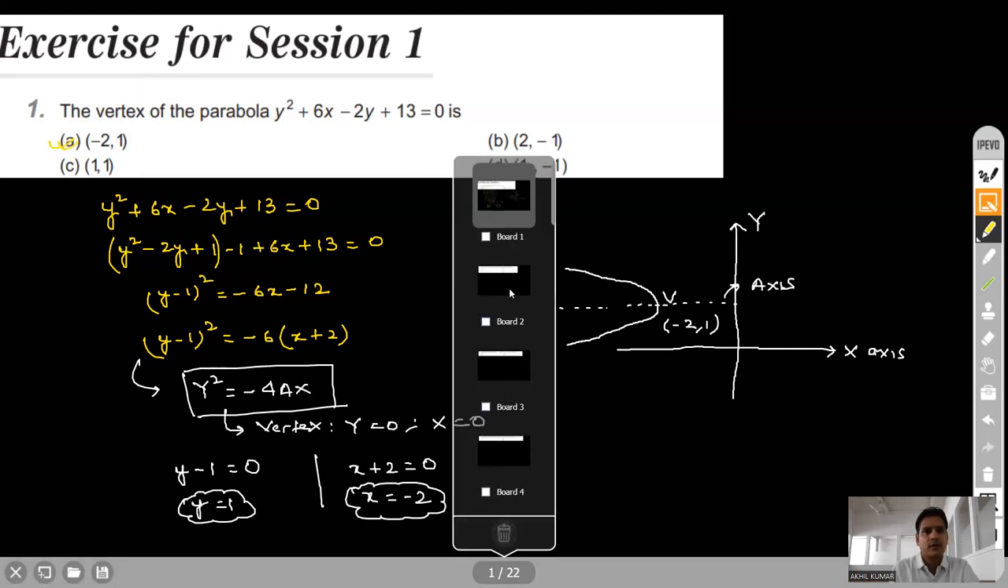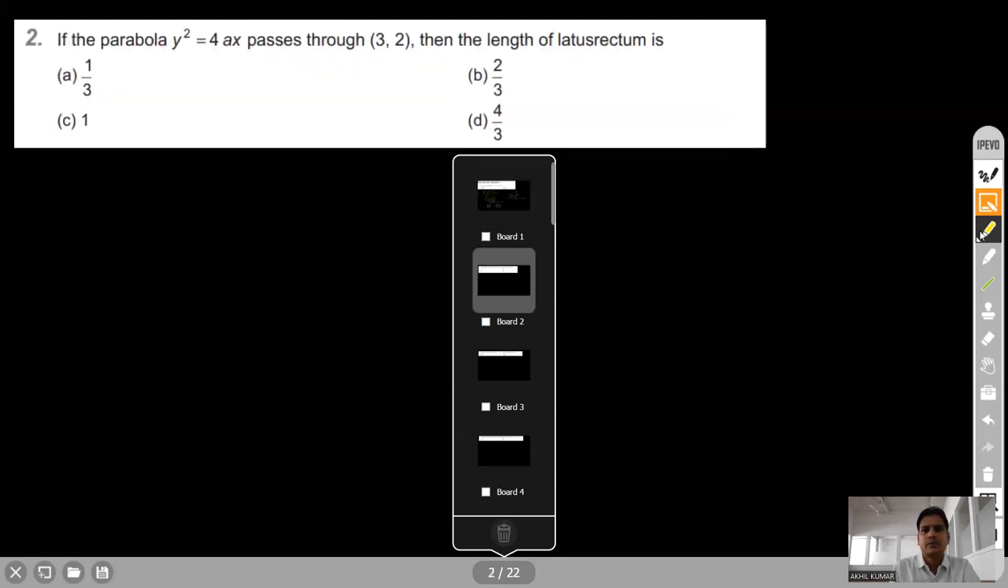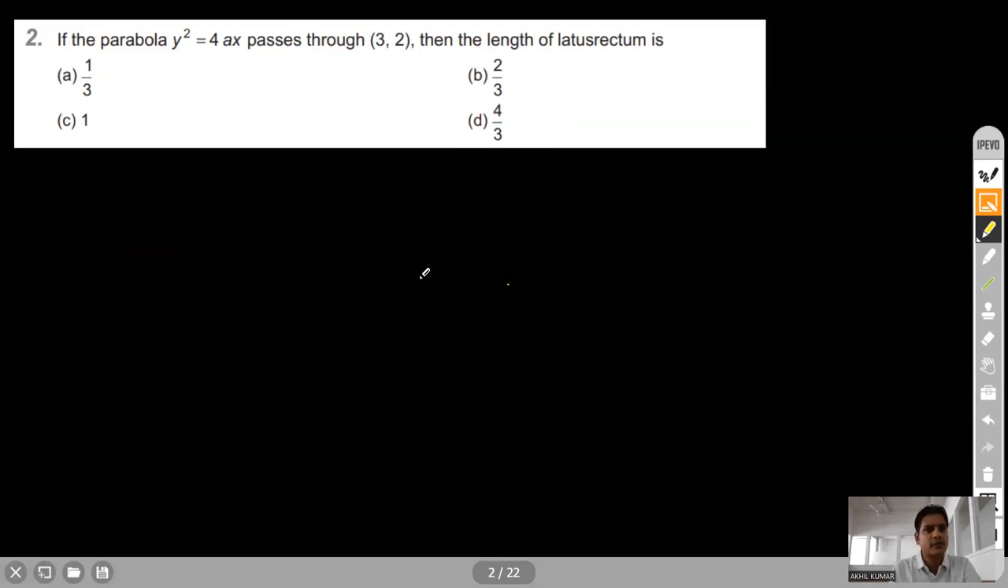So let's move to the next question, question number 2. It is given that if the parabola y square equals 4ax passes through 3, 2, then the length of the latus rectum. The standard form of the parabola is given here, so no issue at all. This is our y square equals 4ax. Now this parabola passes through the point P, whose coordinates are 3, 2. So this point must satisfy the equation of the parabola.